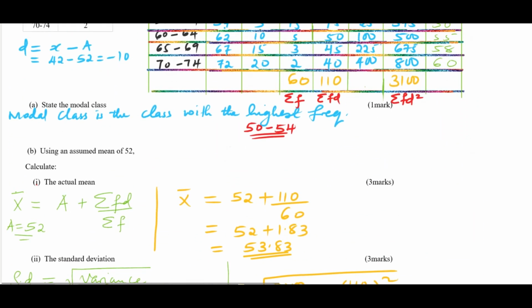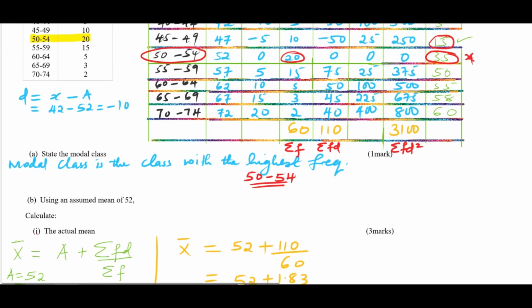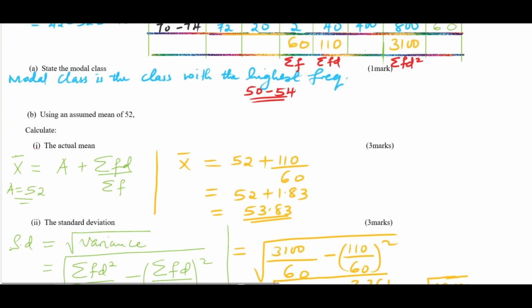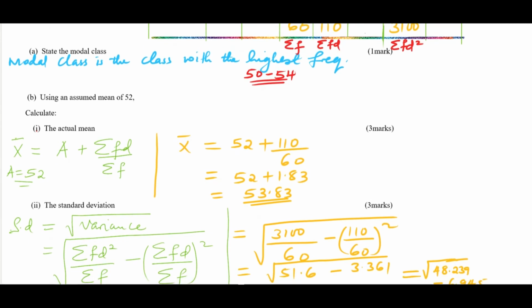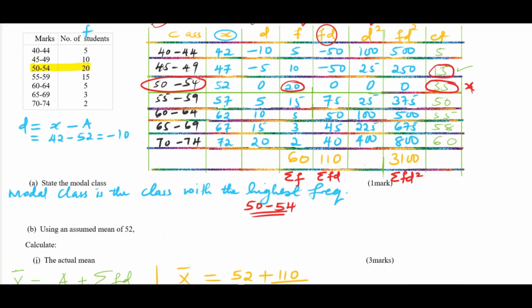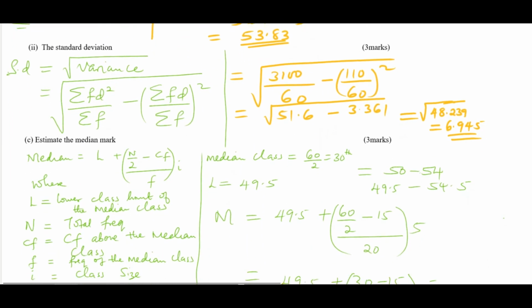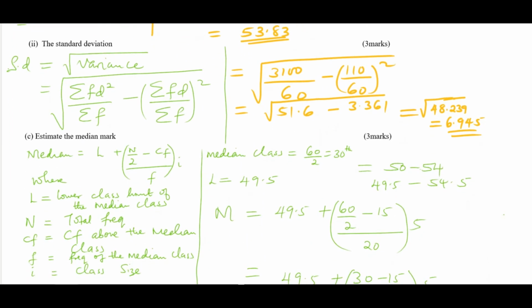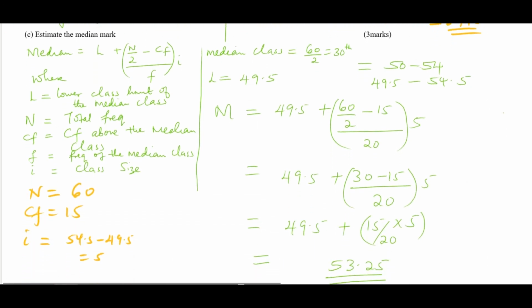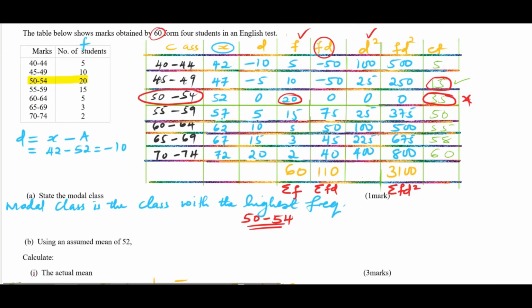So a brief look at what we have done. We started with the modal class, which is the class with the highest frequency. We got that 20 is the highest frequency, so the modal class is 50 to 54. Then we gave the actual mean. It is very important to draw this table when you're solving that kind of question. The standard deviation, we got it. Then we have the median mark, and so on. So that is how we're supposed to solve that type of question.